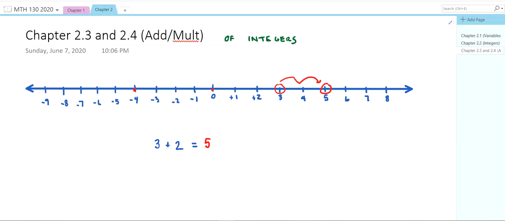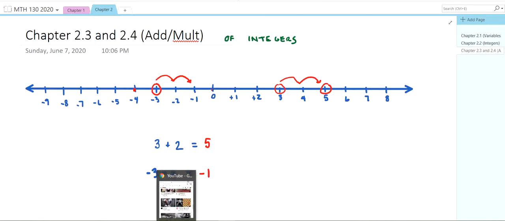So I could do the same thing with the negative numbers. I could say maybe -3 plus 2 equals, well, we start at -3. Now that's here. I add 2, 1, 2. Well, this equals -1 then. Okay, very good.